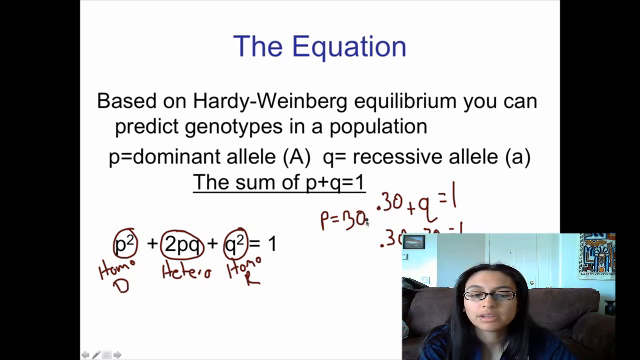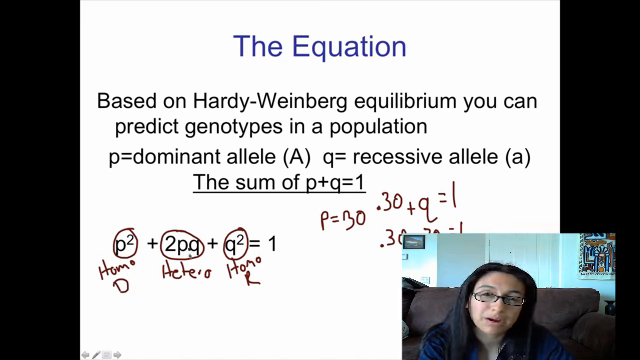So when you fill in these numbers here, you'd go 0.3 squared, and that would be the percentage of the population that's homozygous dominant. 2 times 0.3 times 0.7 would get you the percent of the population that is heterozygous. And then finally, if you plug in 0.7 here, that would get you the percent of the population that is homozygous recessive.